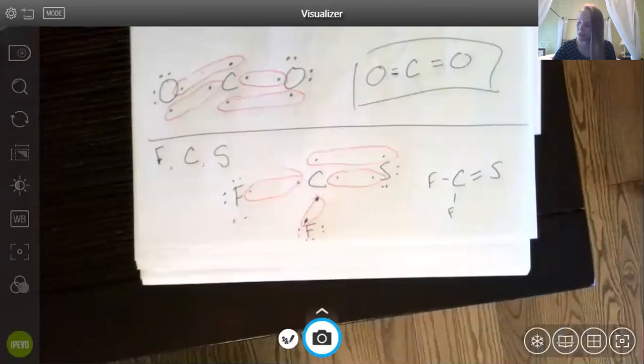Your final answer should be a carbon with 2 single bonds going to 2 different fluorines and a double bond going to a sulfur.